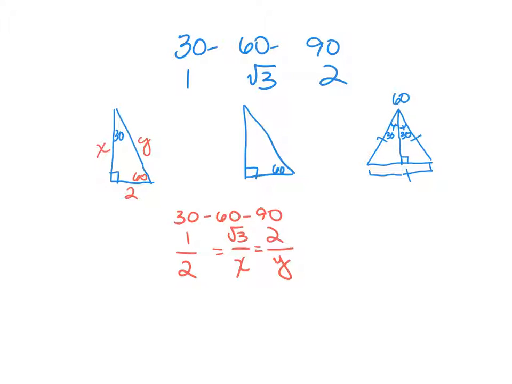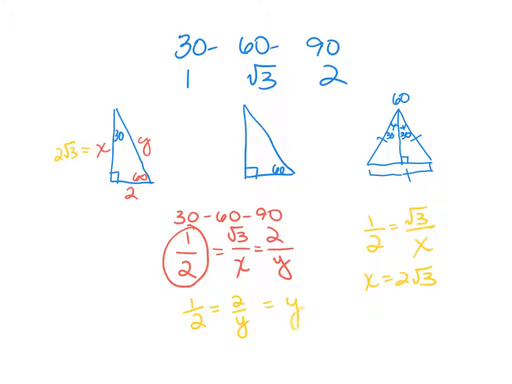Now, which fraction is one whole fraction? There it is right there. So we're going to use that fraction to find x. Just do it one at a time. And we have x equals 2 root 3. So that's what x equals. And this guy you don't get a break because the sides aren't equal anymore. So let's do the y. 1/2 equals 2 over y. And y equals 4.